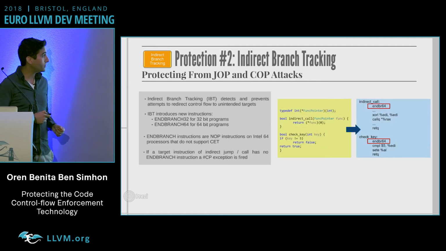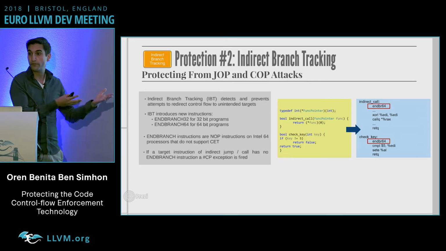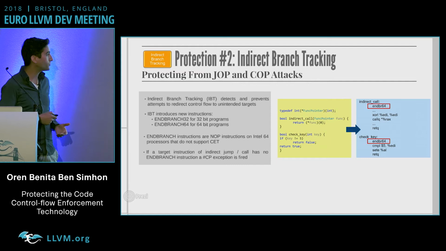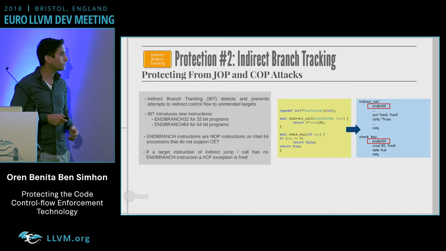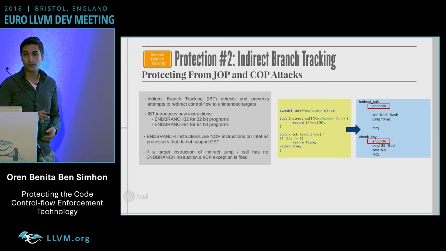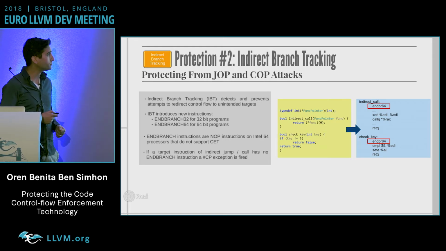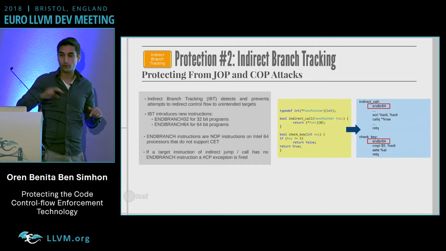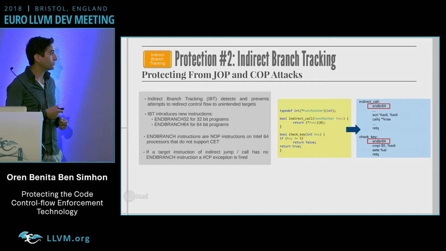Let's see an example. In this example, we have a function that just calls another function indirectly. It gets a function pointer and calls this function pointer. And here we have just some function that gets an integer and returns a Boolean value. When we compile this code with IBT enabled, we get two new instructions that I highlighted here, endbr64. Those endbr instructions are inserted because now we have global functions, and those global functions can be jumped to indirectly from somewhere else. So in order to allow it, we add the endbr instruction at the beginning.